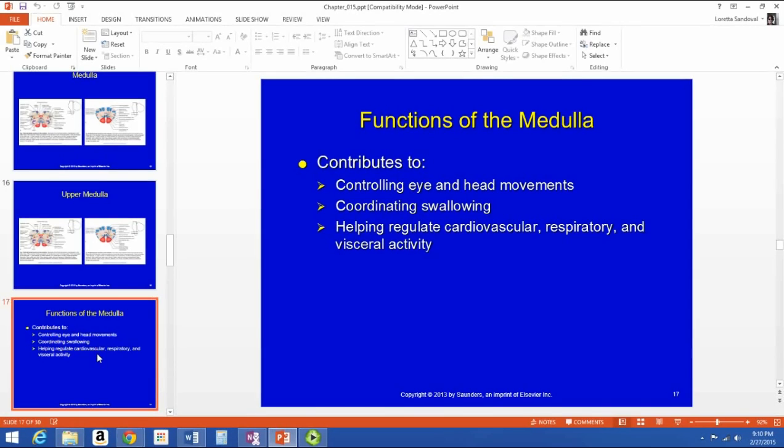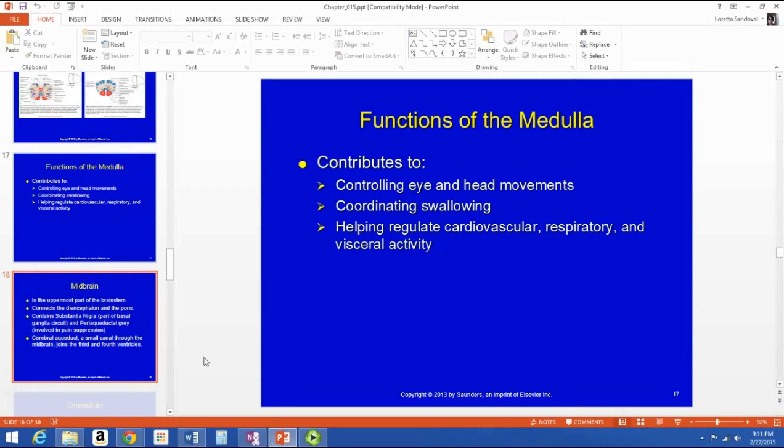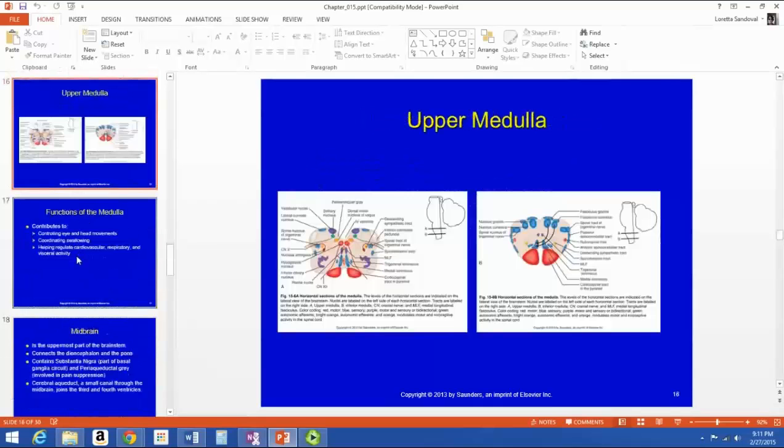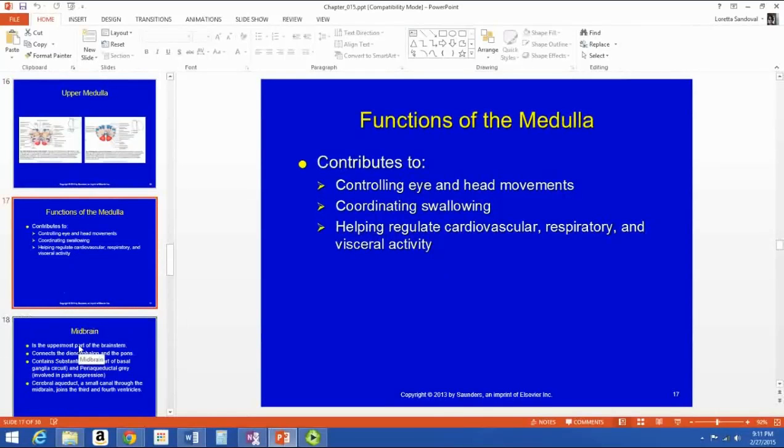And so what the medulla does is it helps again in controlling head and eye movement, so that's a big part of what the cranial nerves do, and coordinating swallowing, that's another cranial nerve function, and it helps regulate cardiovascular, respiratory, and visceral activity. Wow, cardiovascular and respiratory and visceral activity, that's important stuff. That's vital function type things. So if we have dysfunction of the medulla, that is a big problem, because your heart's not beating and your respiratory functions aren't working. That's a big problem. So I just basically want you to know what the functions of the medulla are.